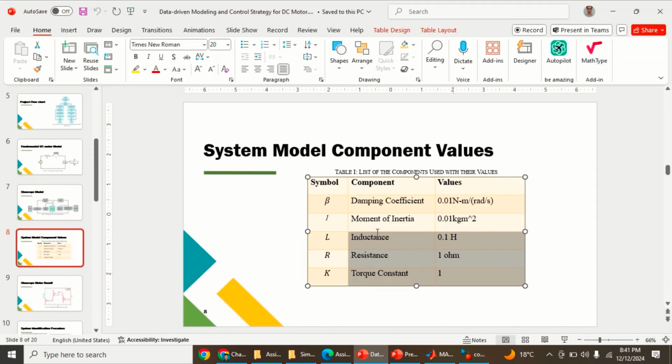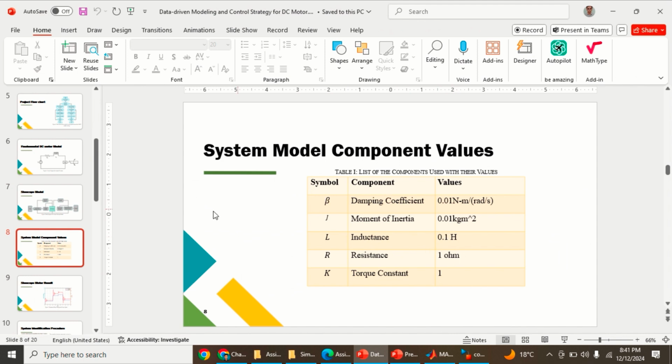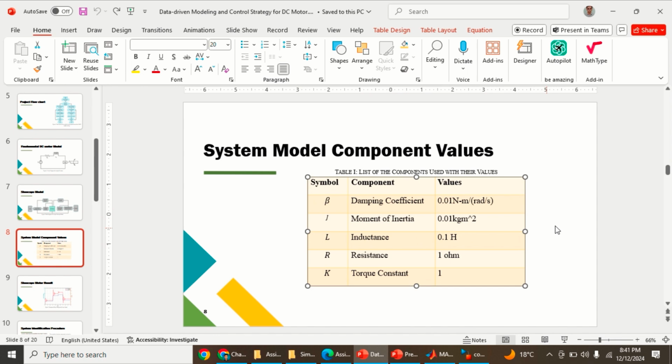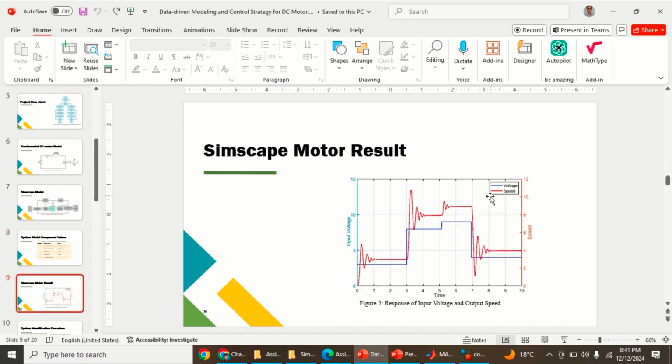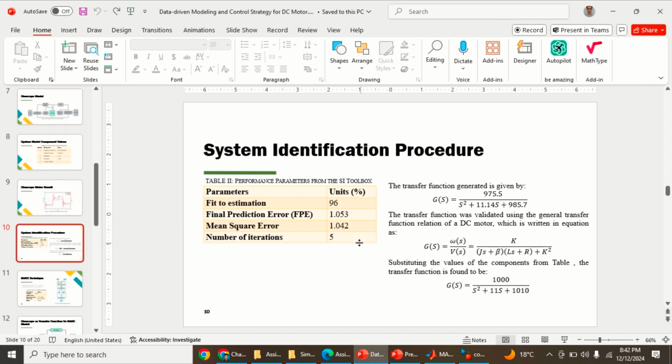These are the values that have been selected for the physical Simscape modeling of a DC motor. They have been taken from the literature to represent an actual DC motor. This is the input voltage and output speed obtained from the Simscape modeling. Simscape allows us to use physical components for electrical, mechanical and hydraulic systems. This is a good feature, and for Simscape modeling we don't need to understand the mathematics or physics behind it to model the system. So we use this data for the system identification.